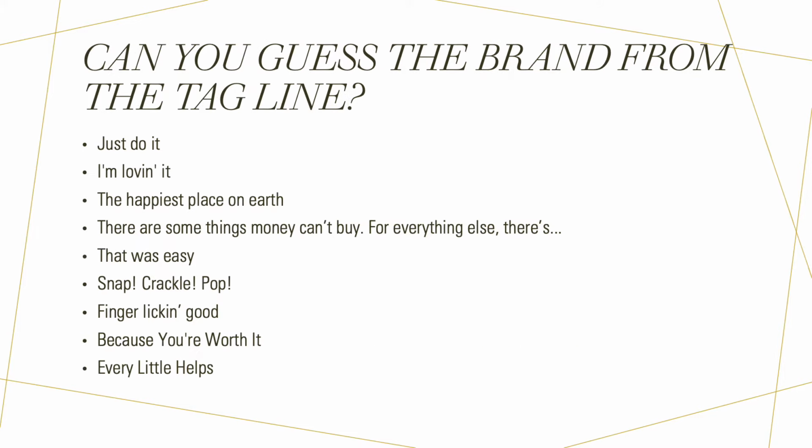Okay, so now we're going to move on to consumer behaviour, and I'm going to read you out a tagline, and then you can either pause me, because I'm going to tell you the answer straight away, so pause me if you want time to try and guess what brand the tagline comes from. The first one is "Just Do It," which is Nike. "I'm Loving It," McDonald's. "The Happiest Place on Earth" is Disneyland. "There Are Some Things Money Can't Buy, For Everything Else There's" MasterCard. "That Was Easy" is Staples.